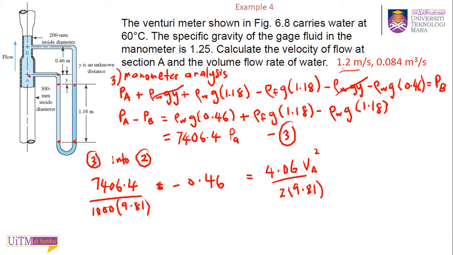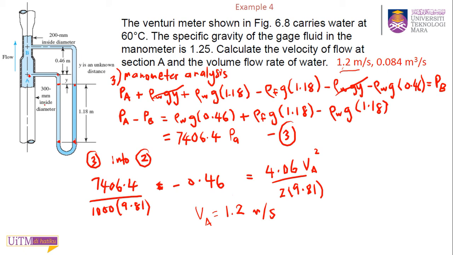Okay, so you can calculate this. Ni bahagi ni tolak 0.46 times 2 times 9.81, and then divide by 4.06, and then you can set the value, and you will get the VA. VA should be equal to 1.2. Dapat ke 1.2? Dapat. Good. So 1.2 meter per second.